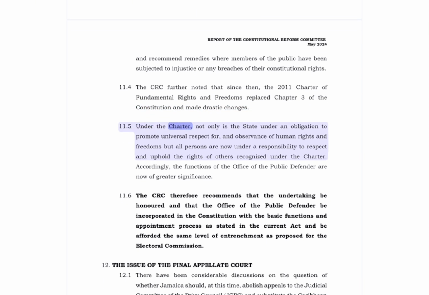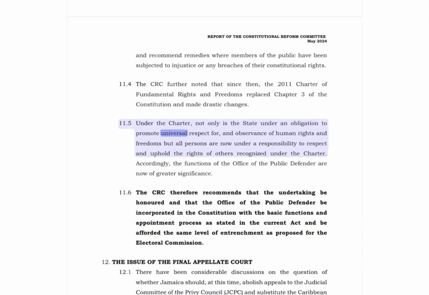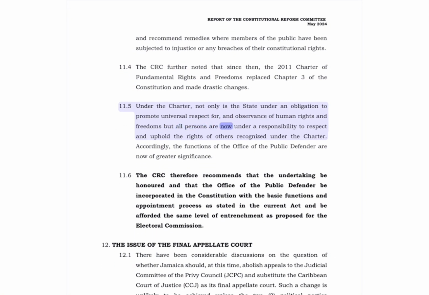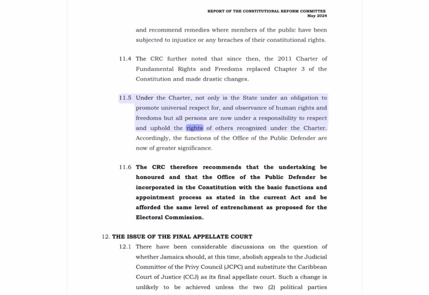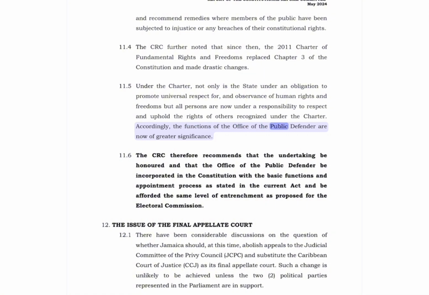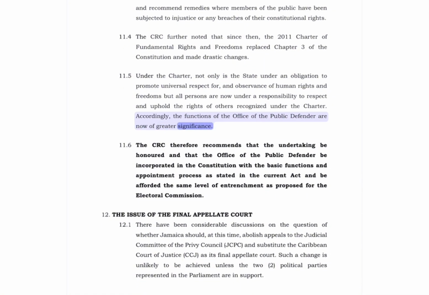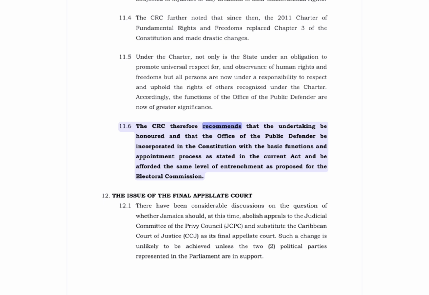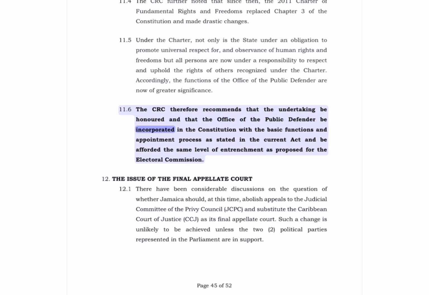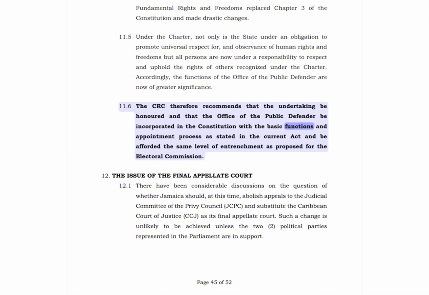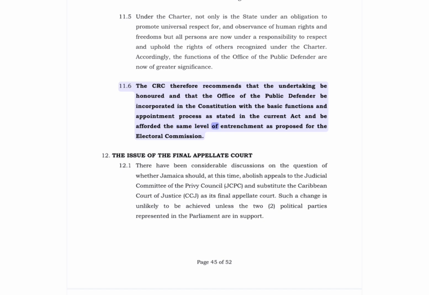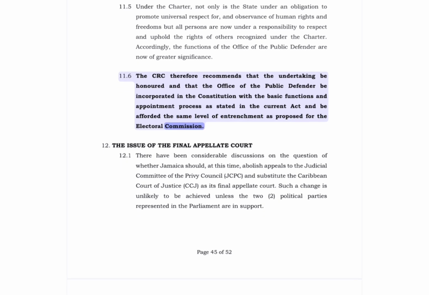11.5 Under the Charter, not only is the state under an obligation to promote universal respect for and observance of human rights and freedoms, but all persons are now under a responsibility to respect and uphold the rights of others recognized under the Charter. Accordingly, the functions of the Office of the Public Defender are now of greater significance. 11.6 The CRC therefore recommends that the undertaking be honored, and that the Office of the Public Defender be incorporated in the Constitution with the basic functions and appointment process as stated in the current Act, and be afforded the same level of entrenchment as proposed for the Electoral Commission.